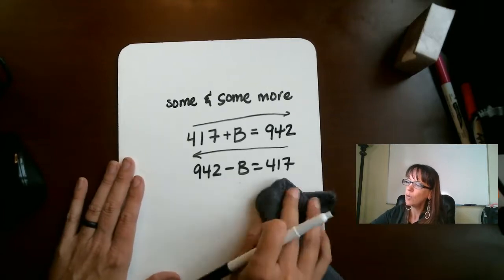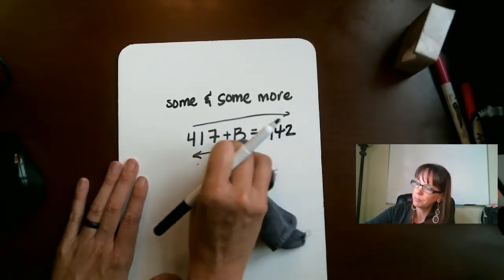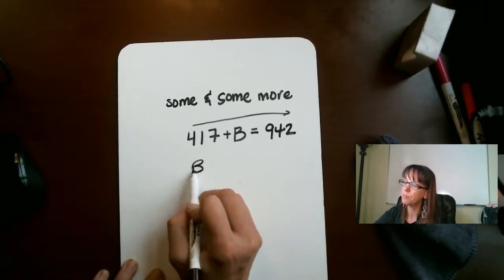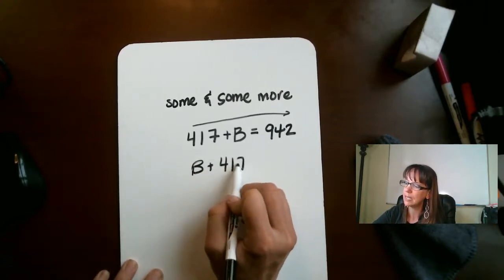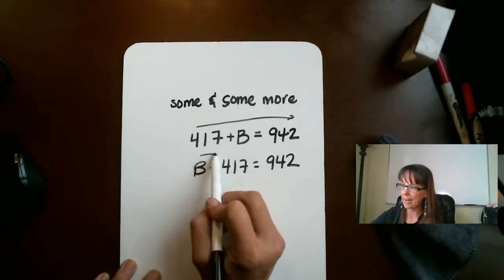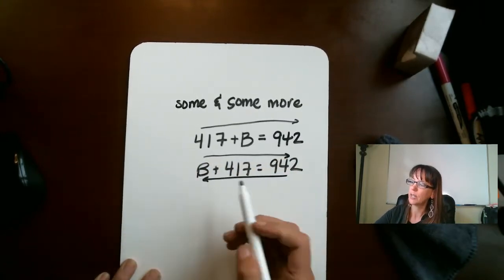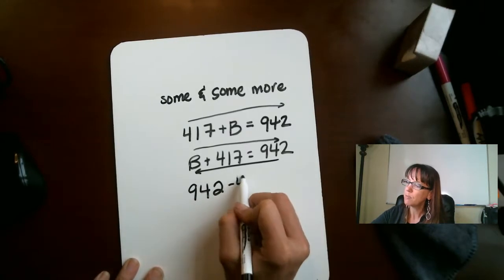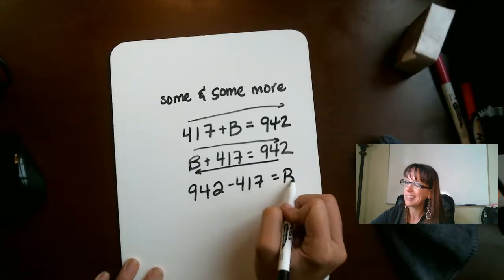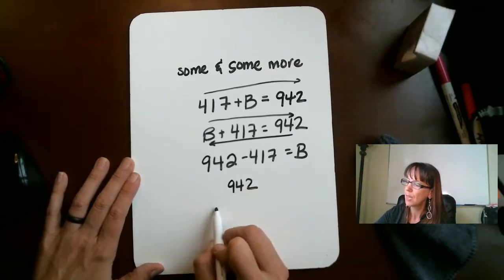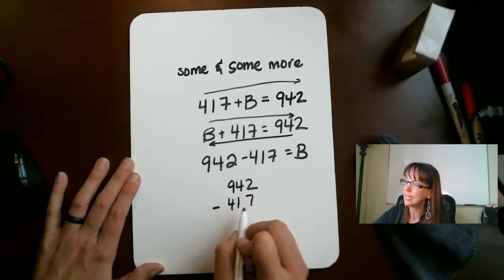So maybe let's reorder that addition problem. When it's addition, we can swap those first two. B plus 417 equals 942. Now, since we're adding in this direction, let's subtract in this direction. We get 942 minus 417 equals B. That looks like something we can solve. So let's do that. 942 minus 417.